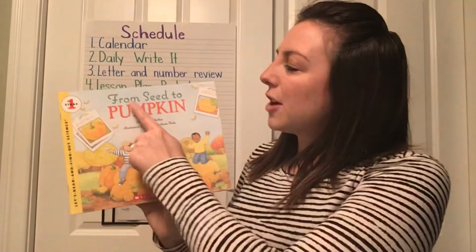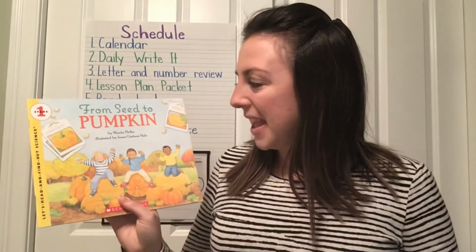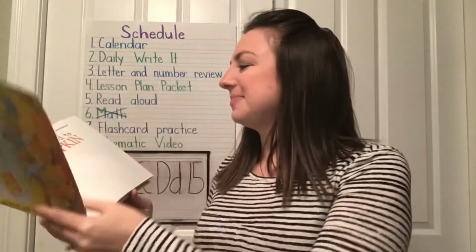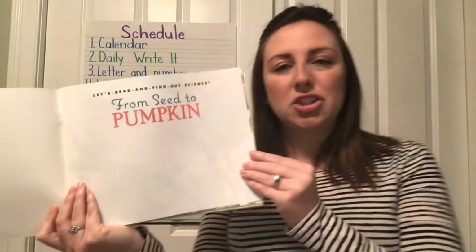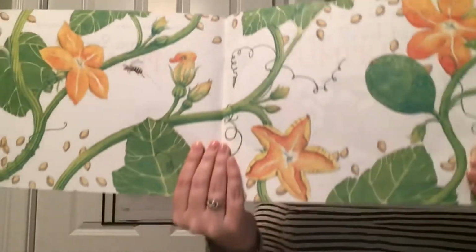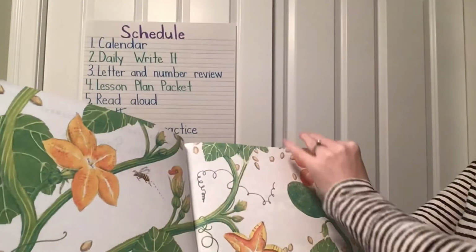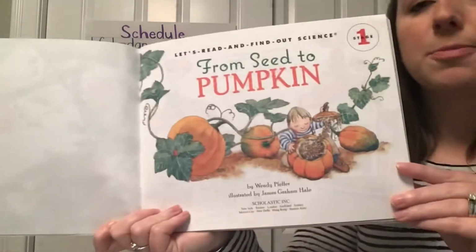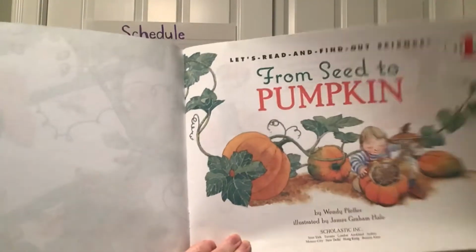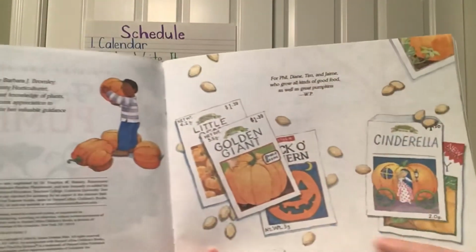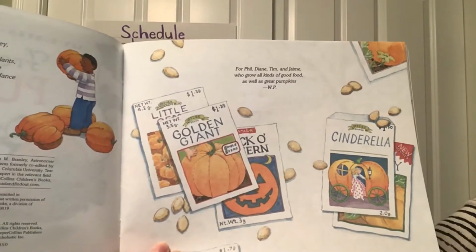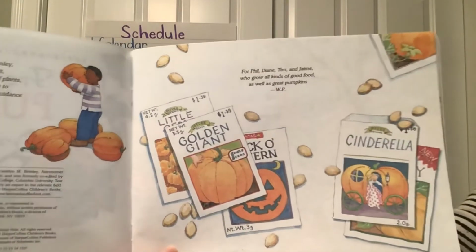So this book is called From Seed to Pumpkin by Wendy Pfeffer, illustrated by James Graham Hale. From Seed to Pumpkin. Do we remember reading this book? Well, the pages don't want to turn. From Seed to Pumpkin by Wendy Pfeffer, illustrated by James Graham Hale. Here's the dedication page. It tells us who this book was written for. It says, for Phil, Diane, Tim, and Jamie, who grow all kinds of good food, as well as great pumpkins.